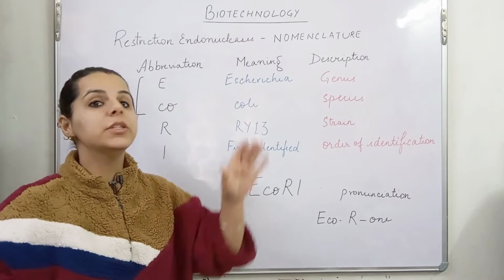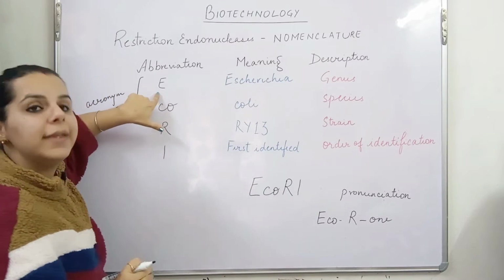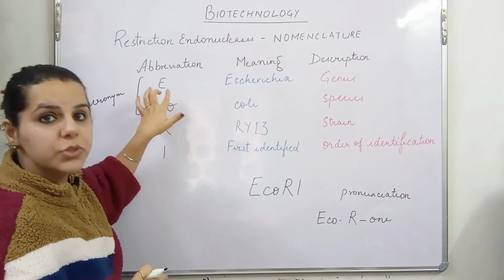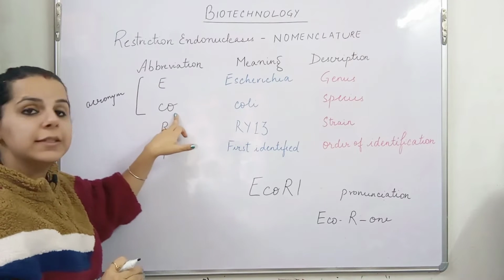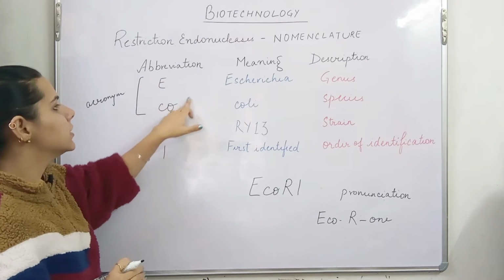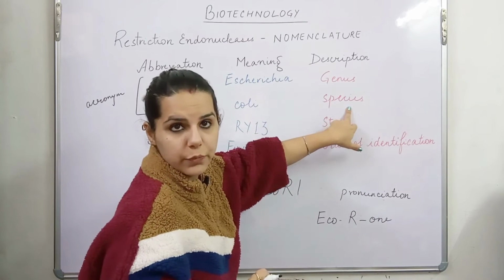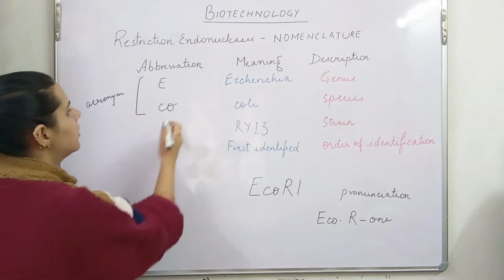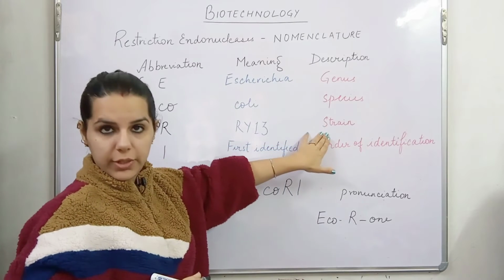Now writing about the genus, when we are writing the genus, this E should be capital. This is the first letter of the restriction endonuclease, followed by the second and third letters. These are written in small letters and represent the species of the organism. Coming up to the next letter, R. Now this represents the strain of the organism.